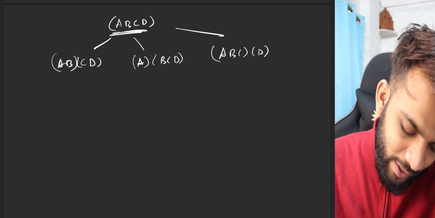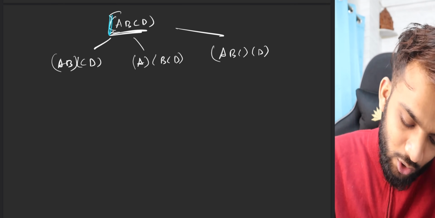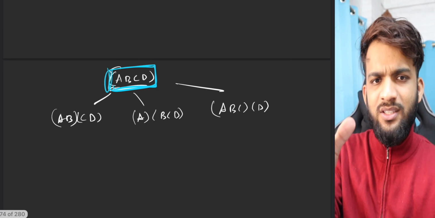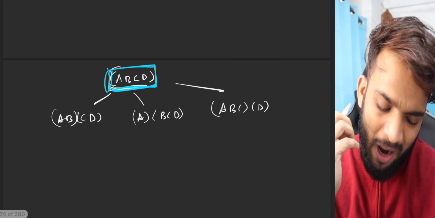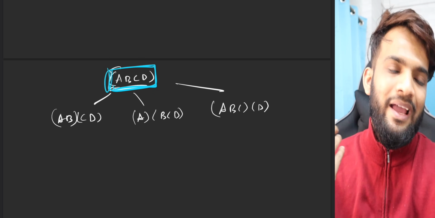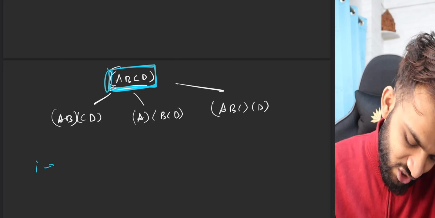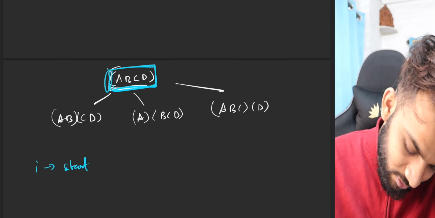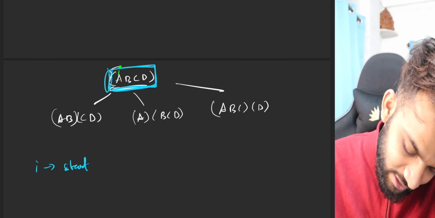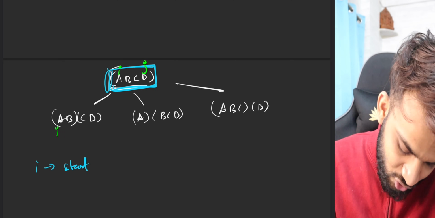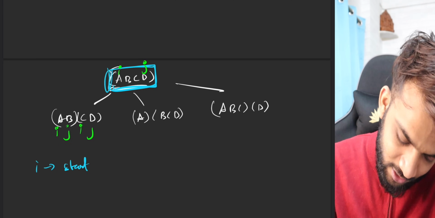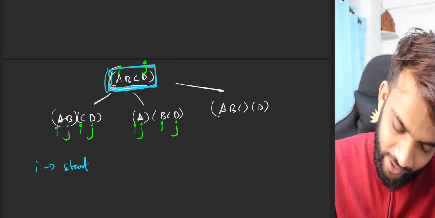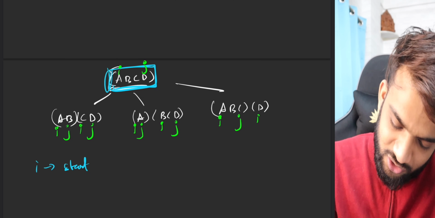So you will always start with the entire portion. Remember this. And you can always mark them by ij, where I is the start point. Like over here, I will be this A and J will be the D. Over here, I is this, J is this, and so on for each sub-block.